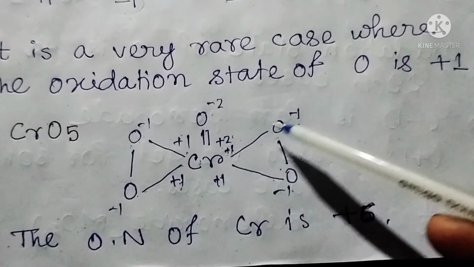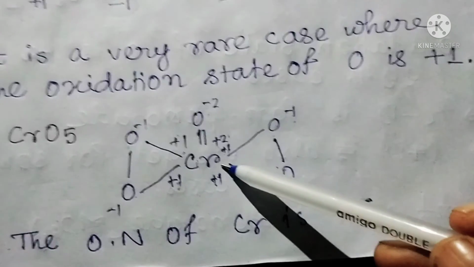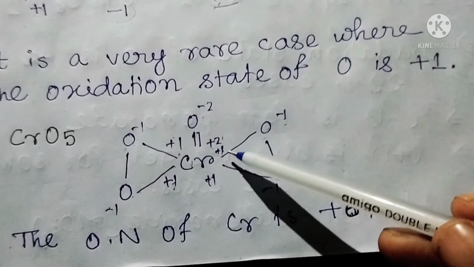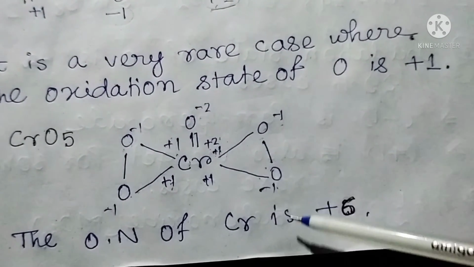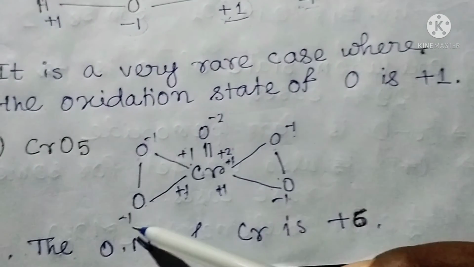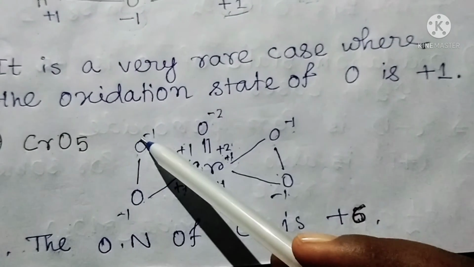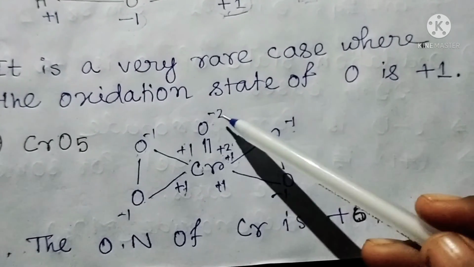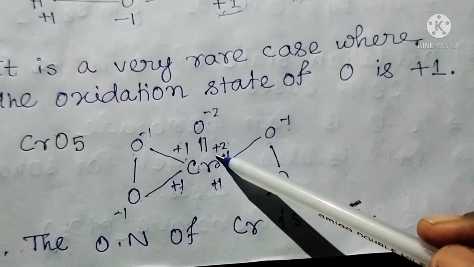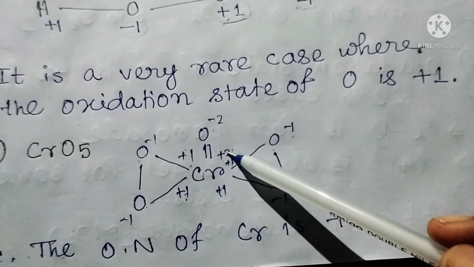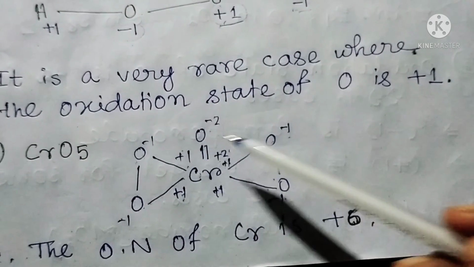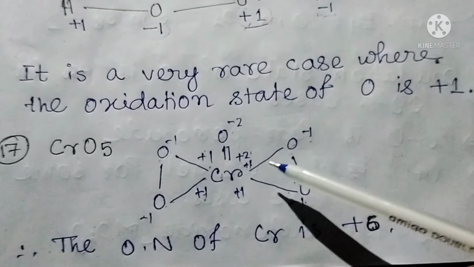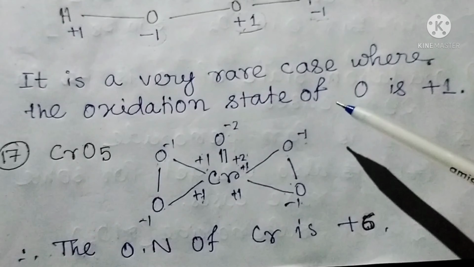Now here is single bond O. Chromium is less electronegative than oxygen. So for this single bond we get here a -1 charge and as a result here we get positive 1 charge, here negative 1, positive 1, negative 1, positive 1, negative 1, positive 1, and here a double bond arises. So here we get negative 2 charge and here we get positive 2 charge. So total is positive 2, positive 1, positive 1, positive 1, positive 1. Total is positive 6. So the oxidation number of chromium is positive 6.